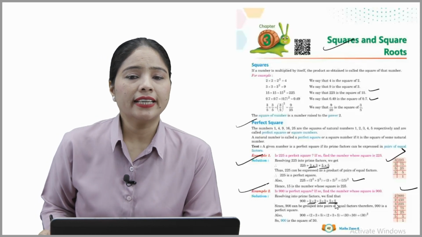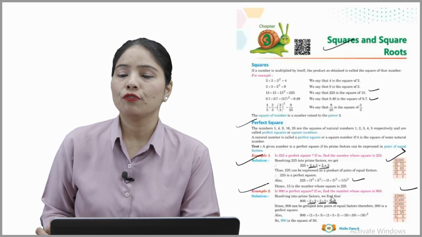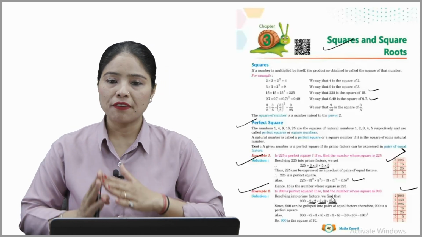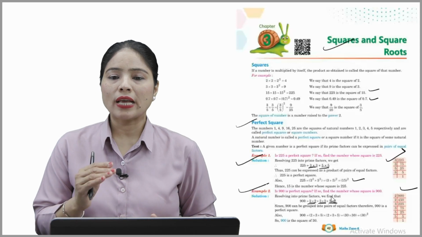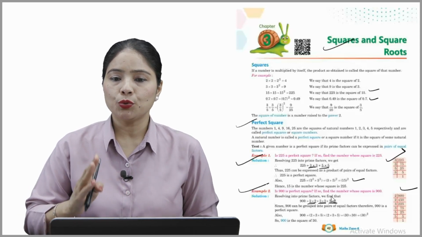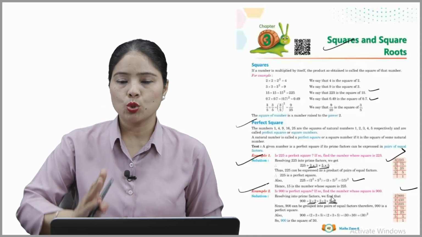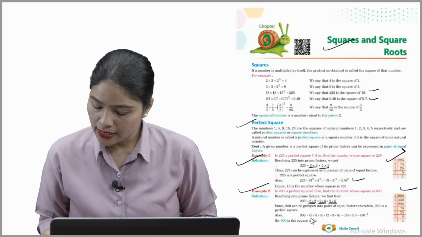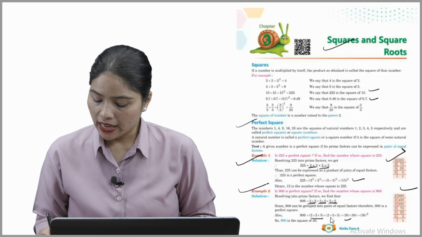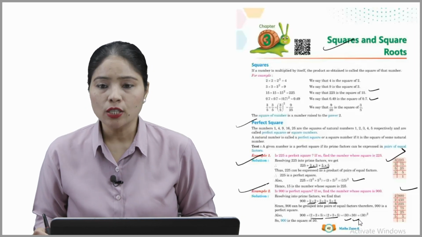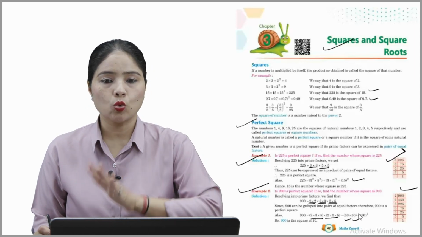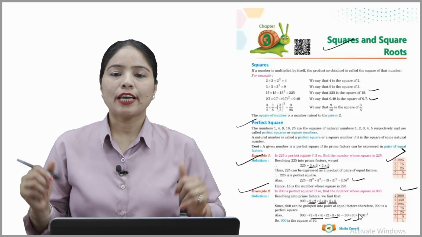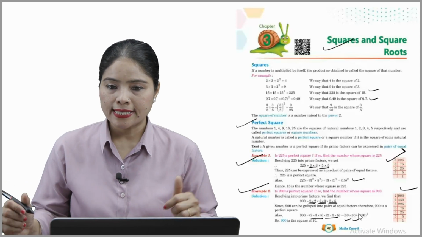Since 900 can be grouped into pairs of equal factors, therefore 900 is a perfect square. Also 900 means 2 into 3 into 5 one time and 2 into 3 into 5 one time. So if we multiply these numbers together, then we get 30. So 900 means 30 square. So 900 is the square of 30. I hope you understood perfect square nicely.